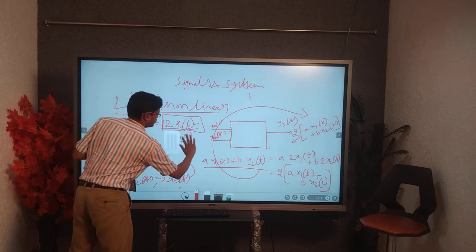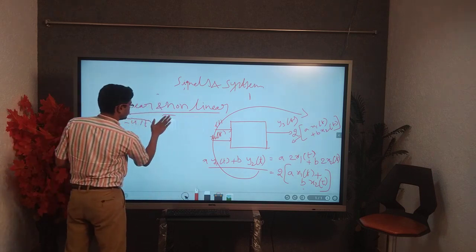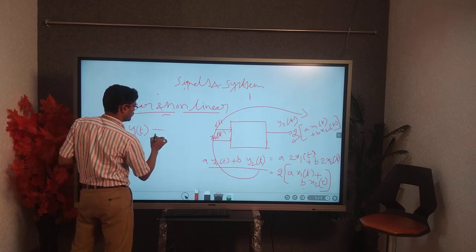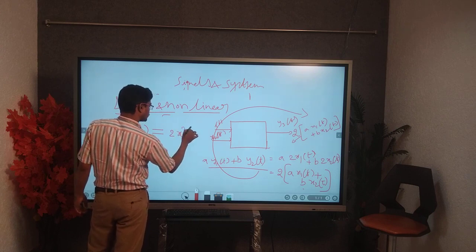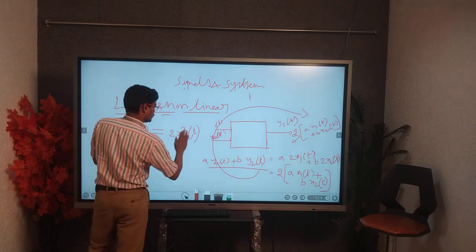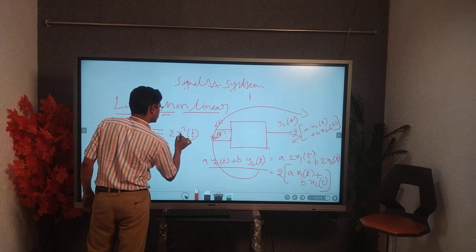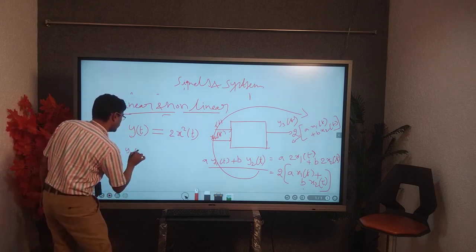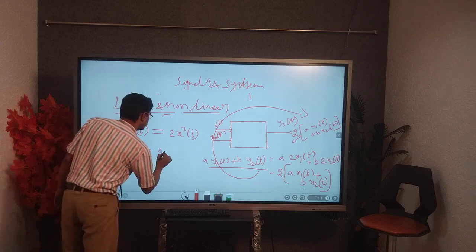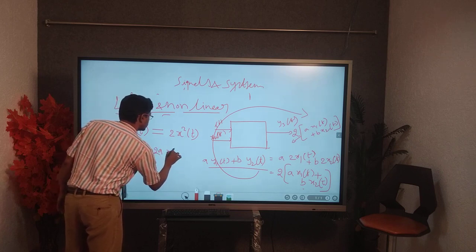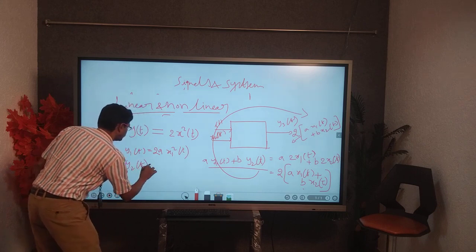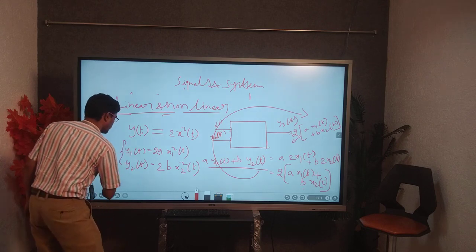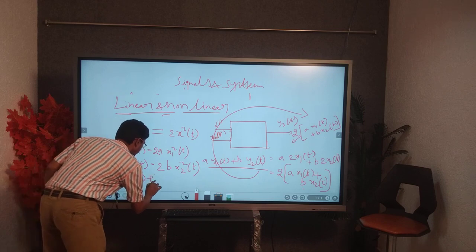Suppose, in place of x of t, we take y of t equal to 2 into x square of t. Taking the individual responses, y1 of t equals 2a into x1 square of t, and y2 of t equals 2 into b x2 square of t. These are the individual responses, that is a into y1 of t plus b into y2 of t.